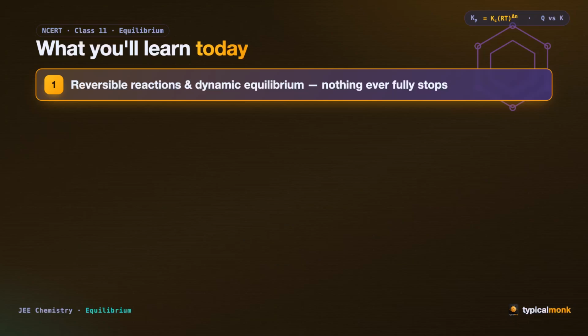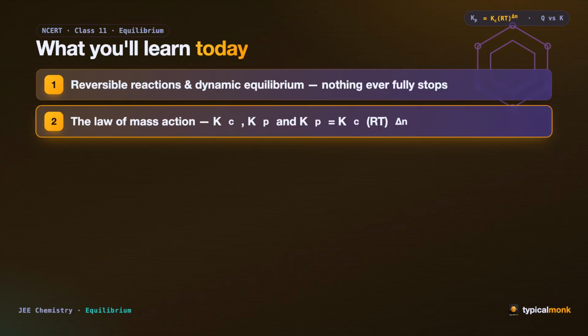So what will you carry home from today's class? First, reversible reactions and dynamic equilibrium. Nothing here ever fully stops. Second, the law of mass action, Kc, Kp, and the relation that says Kp equals Kc into RT raised to the power delta n.